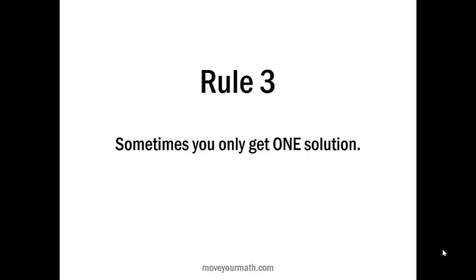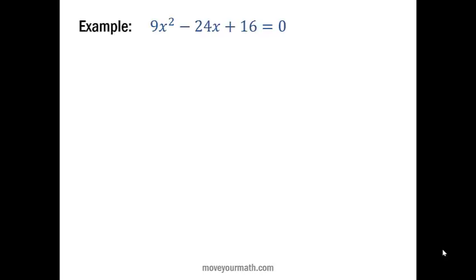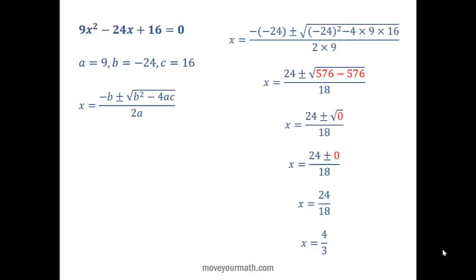Rule 3. Sometimes you only get one solution. A particular thing can happen with the numbers that means you only get one solution when you run the formula through. So here's an example. And this one, I won't show you on the board, I just show you the answer, so to speak. What happens here, we've got A is 9, B is minus 24, and C is 16. And so we put the numbers into the formula, so we've got minus B is minus 24 again, so you've got to be careful there.